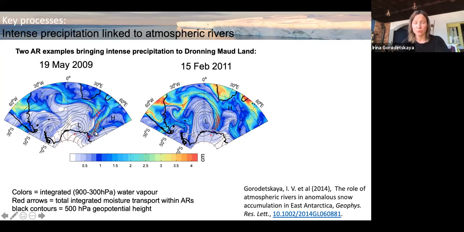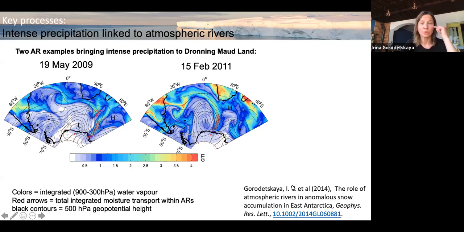These were really important events which contributed a lot to the surface mass balance in East Antarctica, in Dronning Maud Land in 2009 and 2011. There were two anomalous years with anomalous precipitation in Dronning Maud Land, and they were associated with just several atmospheric river events. One of the examples, for 2009 and 2011, I'm showing here.